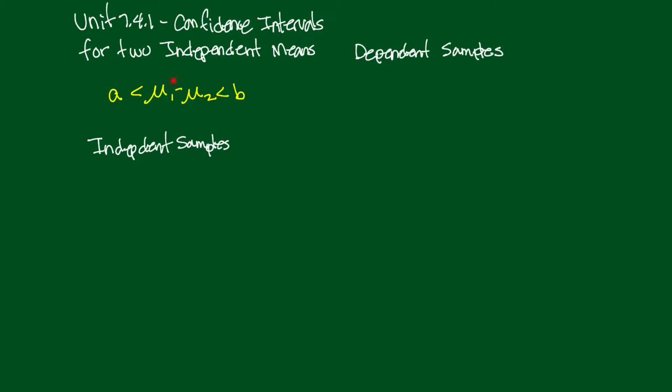To get this confidence interval, we have to know if the samples are independent. If so, we'll use one formula, and if they're dependent, then we have to use a different formula.